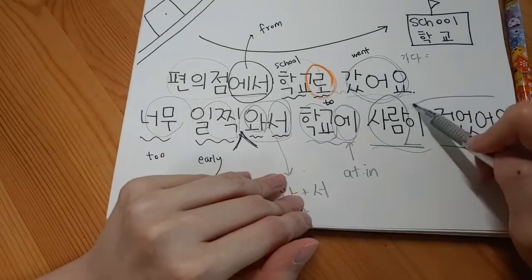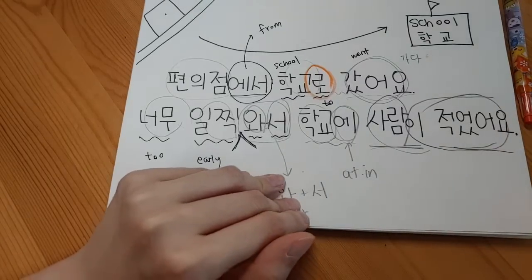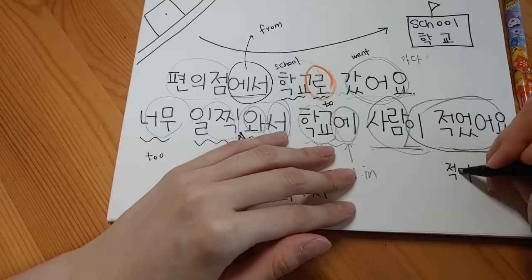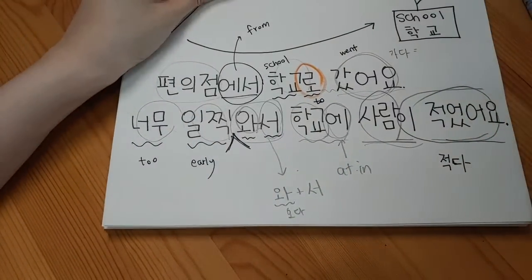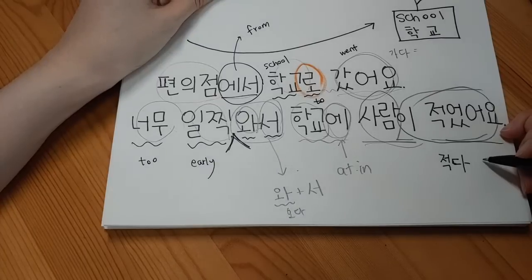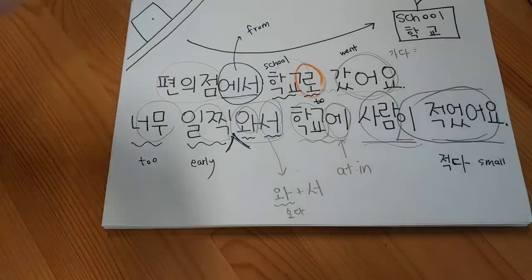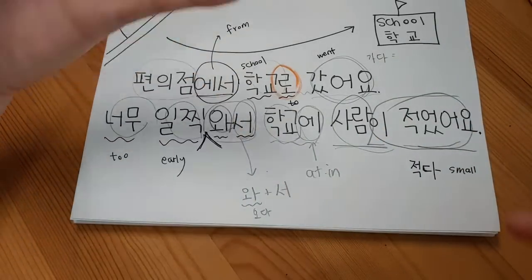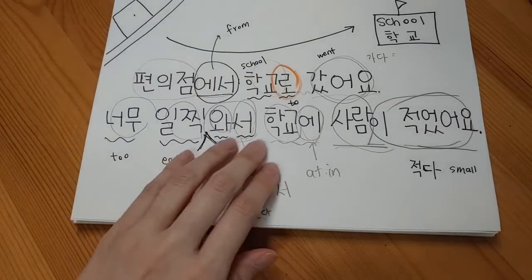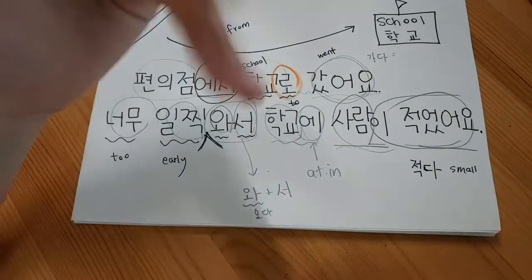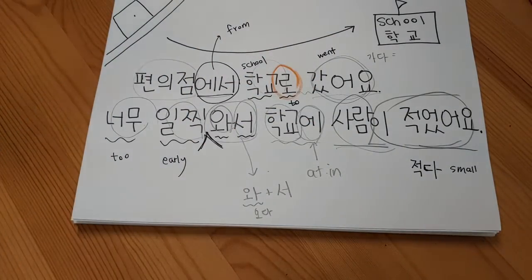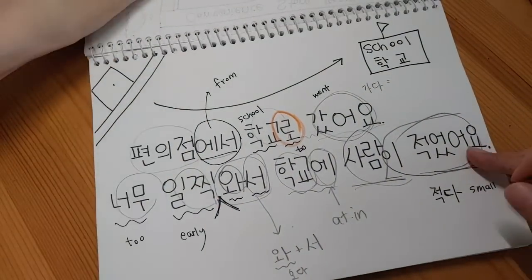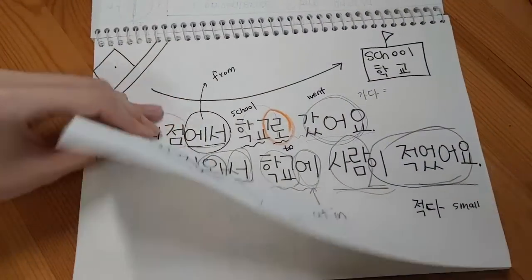So when you say something 이 적었어요, it means there is small amount of something. So 적다 means to be small, usually in amount. So when you say 사람이 적다, means like there weren't many people. So 너무 일찍 와서 학교에 사람이 적었어요 means there weren't many people because I came too early. Okay, so these were the example sentences that we learned beforehand.